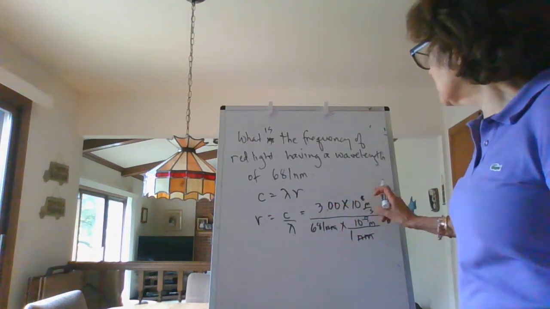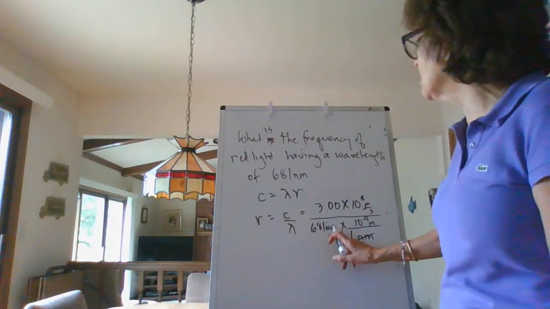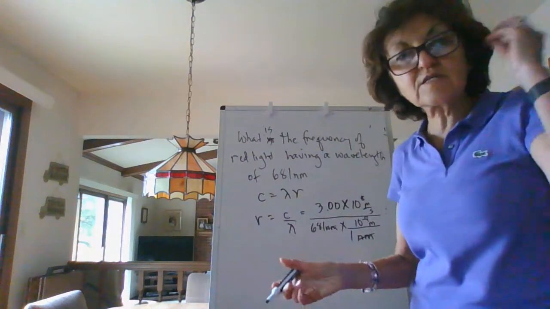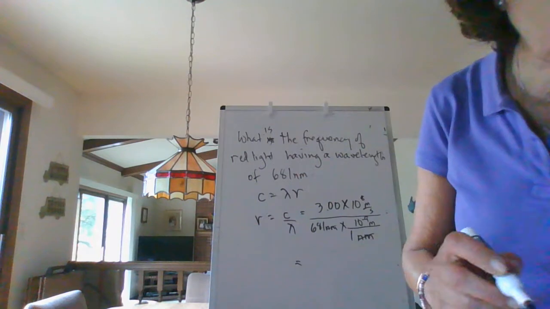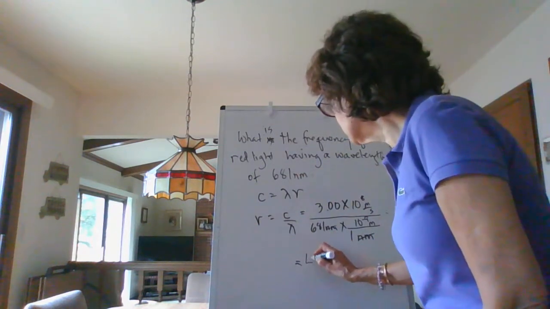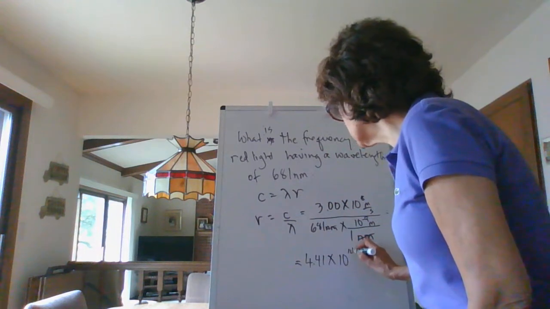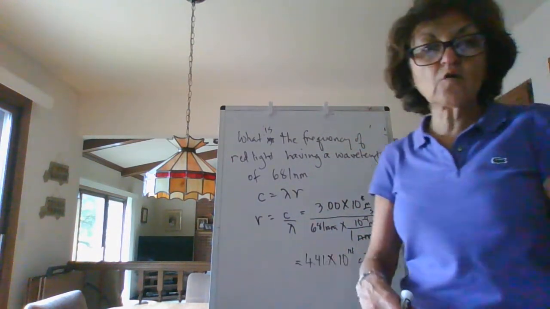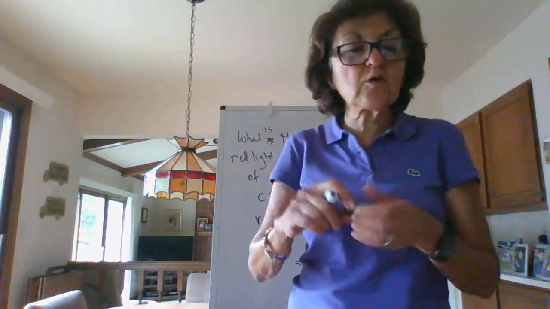We have 3.00 times 10 to the 8th divided by, open parentheses, 681 times 10 to the minus 9, close parentheses, press equals, and you will get 4.41 times 10 to the 14th second to the minus 1, or per second, or hertz. Okay, so that's the first equation.